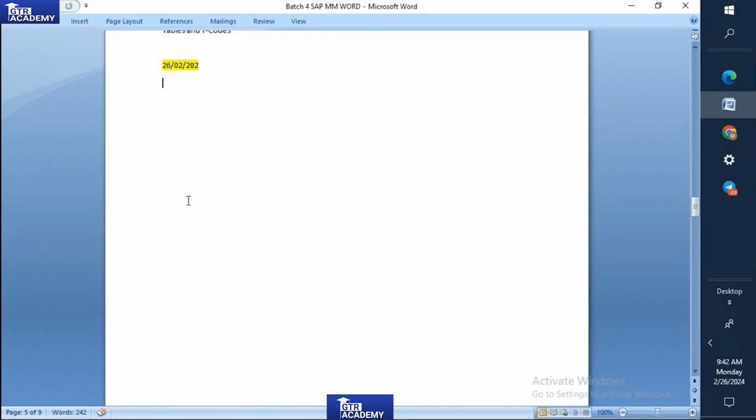In the enterprise structure, I'll go with the steps: firstly company code, and then plant, storage location, purchase organization, and purchase group. First, I'll write down the topics that come under the enterprise structure. Then I'll explain what the enterprise structure is, and I'll explain each and every organizational unit. Is it fine? Just note it down.